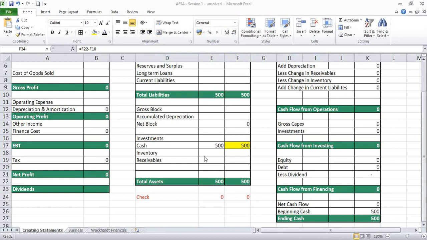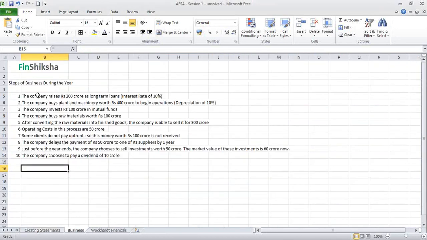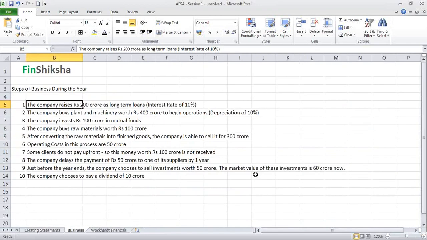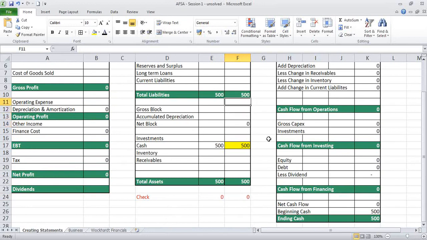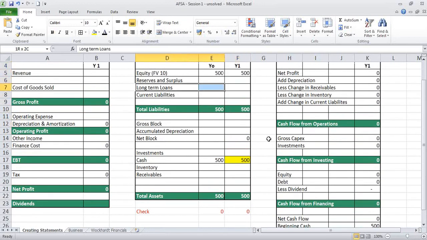As an example, I will do the first stage, which is the company raises about 200 crore as long-term loans at an interest rate of 10%. So what happens in year 1 in long-term loans? Here we will add 200. The moment we do that, 200 gets added to the long-term loan. There is a finance cost of 20 that comes in the P&L because you have to pay interest on this 200 crore at 10%. The net profit goes and sits in your cash flow.